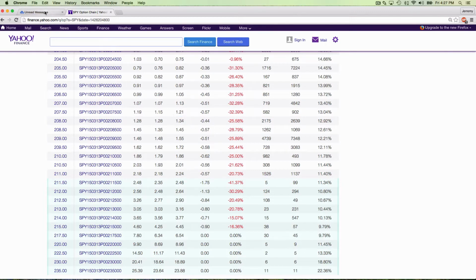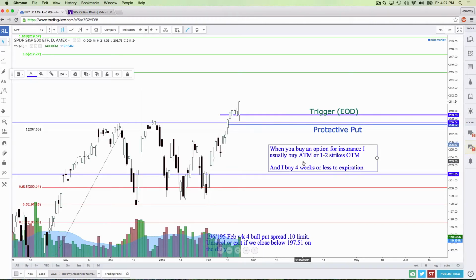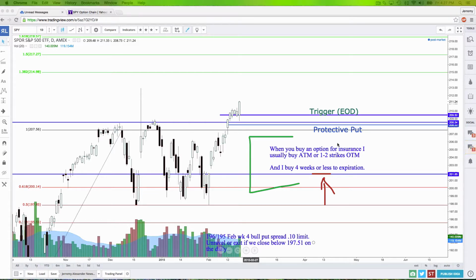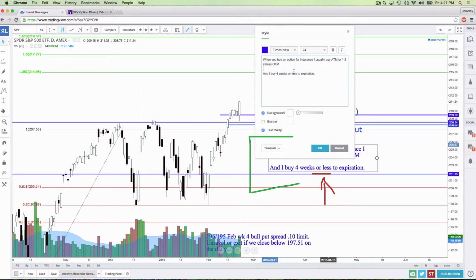So I'm going to give you a real life example, and hopefully that explains it. When I buy an option for insurance, I buy at the money, 1 or 2 strike prices out, and I buy 4 weeks or less to expiration. This is the part that will sometimes confuse you. So how long do you anticipate buying the option? Ladies and gentlemen, the truth is there's no right or wrong answer. I usually buy more than a week. If I had to say, 4 weeks or less, but usually more than 7 trading days. So I usually buy somewhere between 2 weeks and 4 weeks expiration.